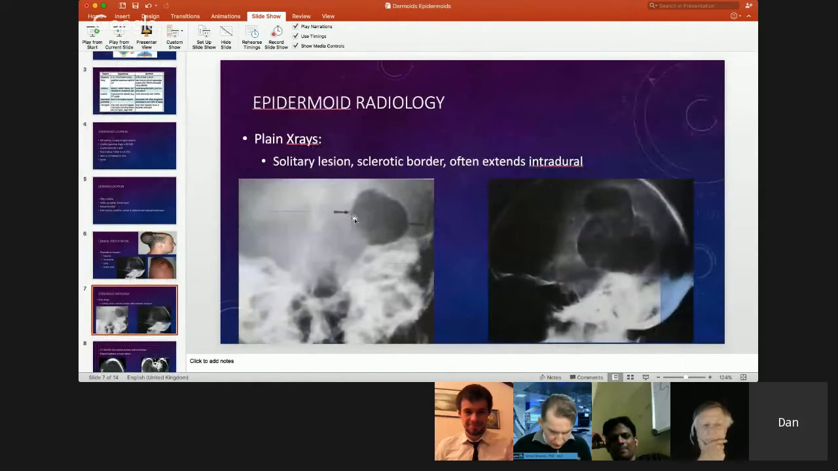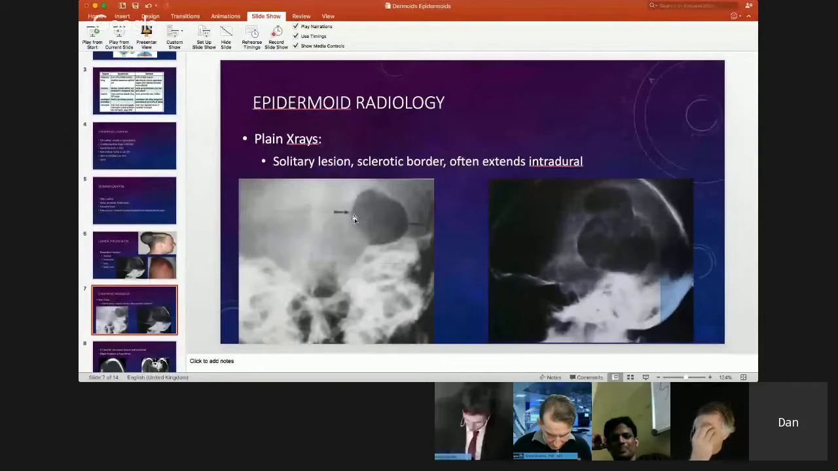In terms of radiology, we don't use X-rays very much. MRI is the gold standard for diagnosis. I've just included some plain X-rays, especially for those who come from resource-poor settings. For example, someone comes in with a bump on the head, and you just want to know whether the skull is intact or whether the lesion goes in intracranially, then a plain X-ray is something you can use.